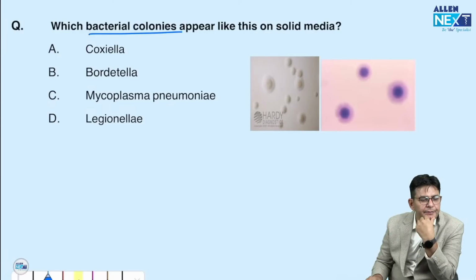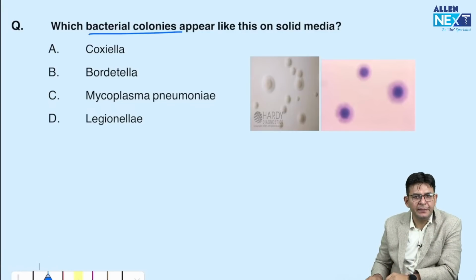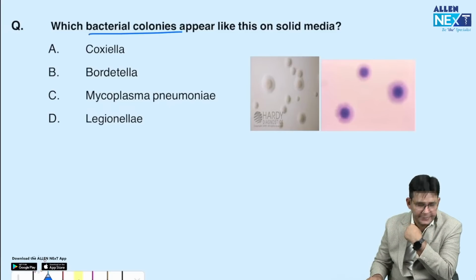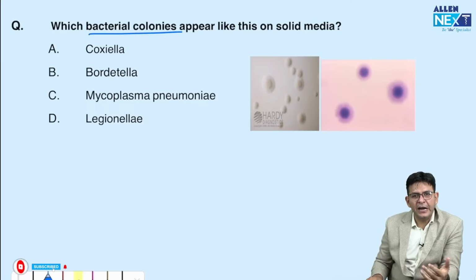Right, Manisha, you are right. The crystalline penicillin is also penicillin only, no? Which bacterial colonies appear on the solid media? The answer is C, Mycoplasma pneumoniae. Dr. Naveen, you have taken the lead. You are right. Dolly has also told it wonderfully: Mycoplasma. The answer is Mycoplasma, and Mycoplasma produces fried egg colonies.